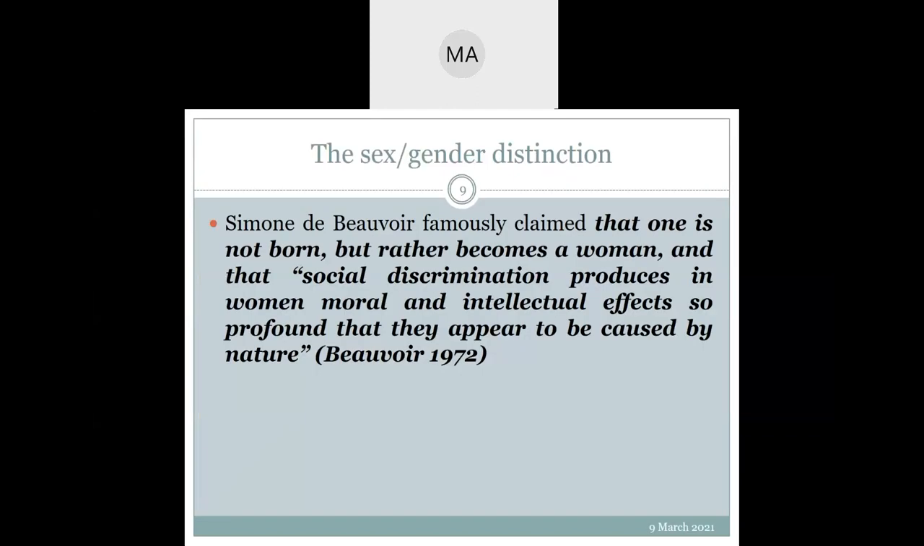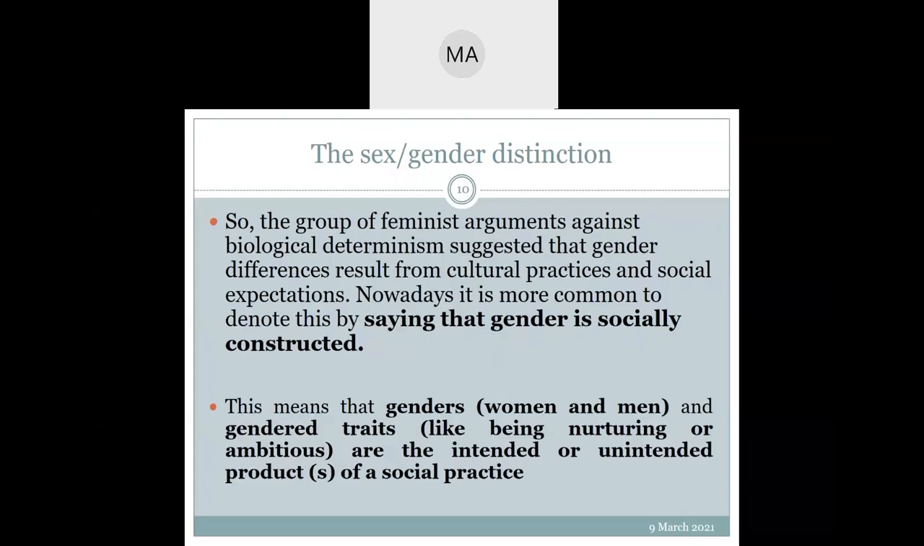There are also some things, because Simone de Beauvoir claimed that one is not born, but rather becomes a woman. And that is socially distributed, producing the woman's moral and intelligence effect so profound that they appear to be caused by nature. But this one is not caused by nature. It is described by the social and cultural aspects of that specific society. It is not nature, this aspect is nurture. So being male and female can be engaged with the relation of gender.